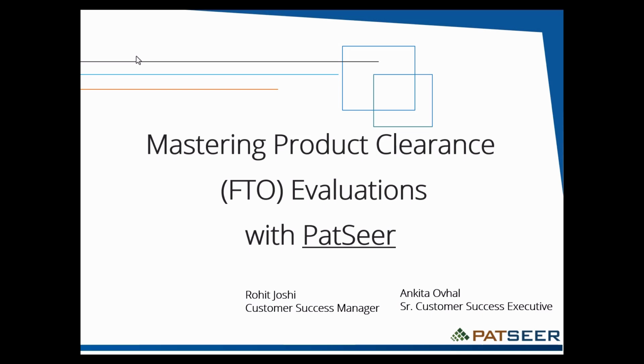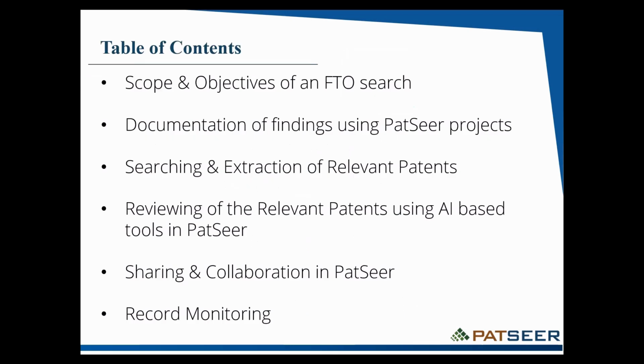Hello everyone, I am Rohit and I will be guiding you through conducting freedom to operate searches effectively and easily using PatSeer. Let's take a look at the agenda for the webinar now. We will begin by defining the scope and objectives of an FTO search, using an example to illustrate key points. Next, we will discuss how to document findings using projects. We will also dive into searching and extracting relevant patents using techniques like Boolean search and AI search. We will review the extracted patents based on AI summaries and claim summaries.